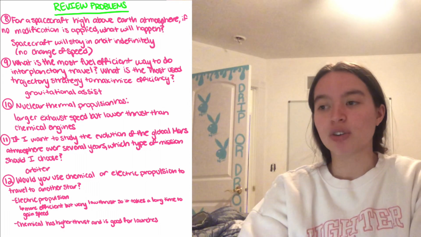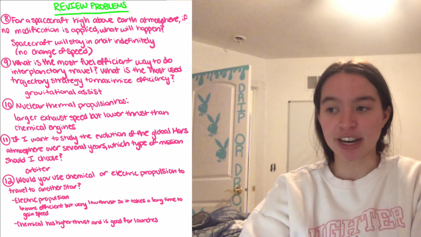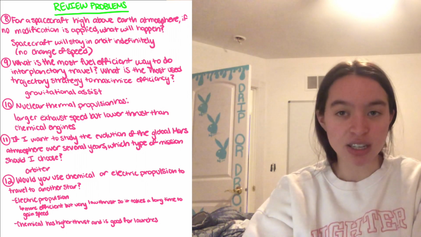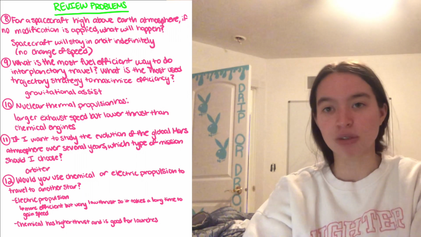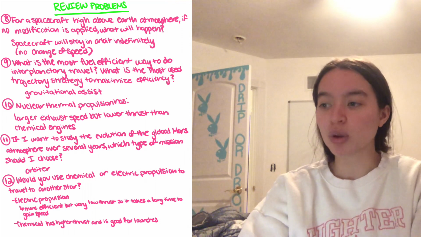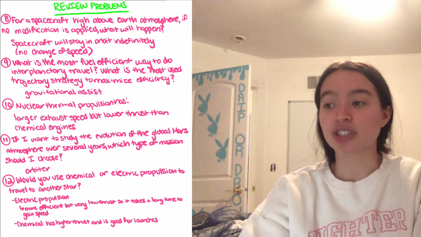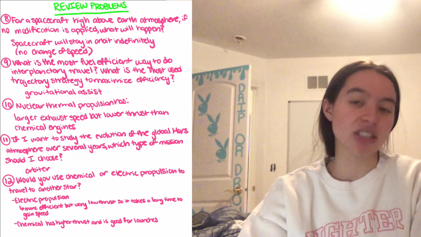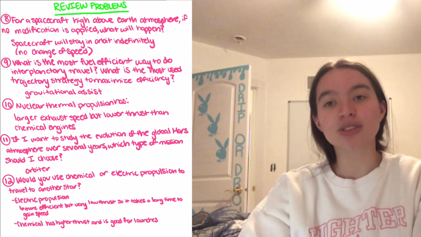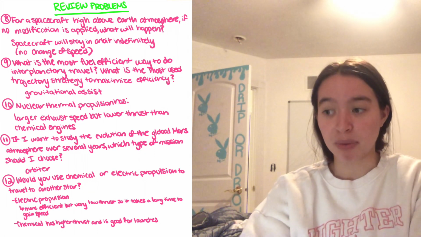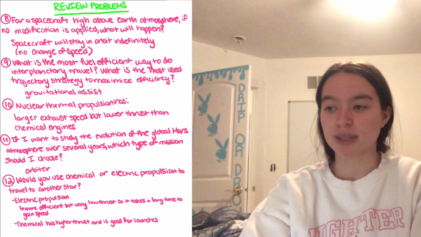Next question. For a spacecraft high above Earth's atmosphere, if no modification is applied, what will happen? The spacecraft is just going to stay in orbit indefinitely. There's going to be no change in speed either. Next question. What is the most fuel-efficient way to do interplanetary travel, and what is the most used trajectory strategy to maximize efficiency? That's gravitational assist. Nuclear thermal propulsion has larger exhaust speed, but lower thrust than chemical engines.